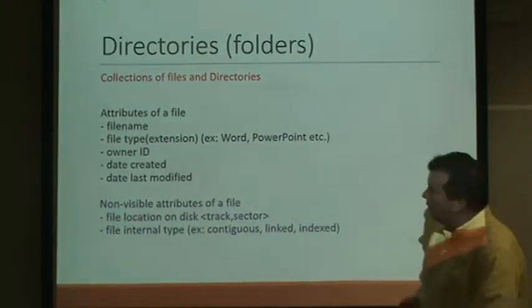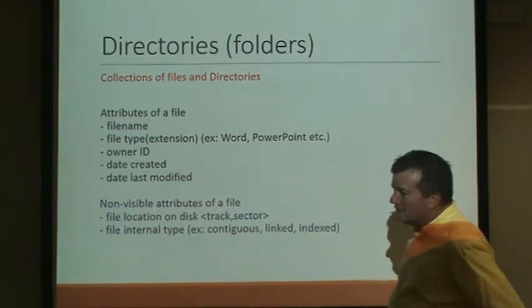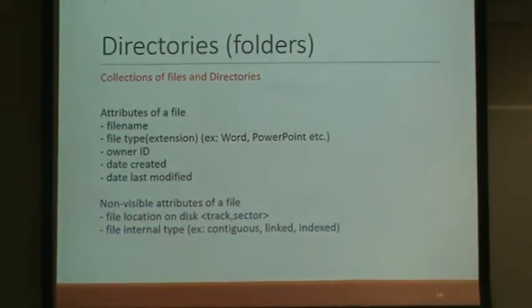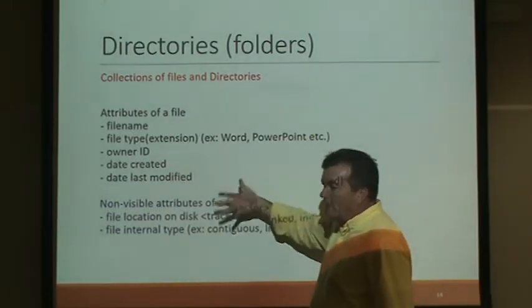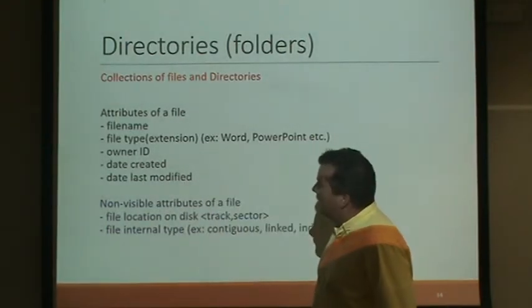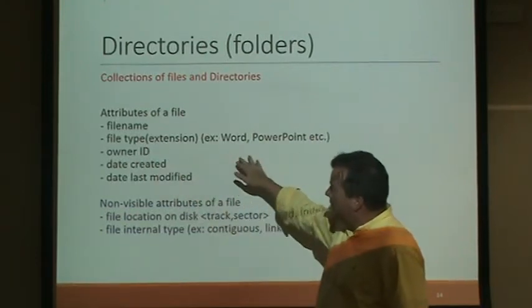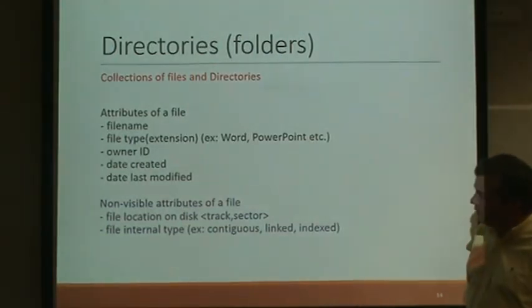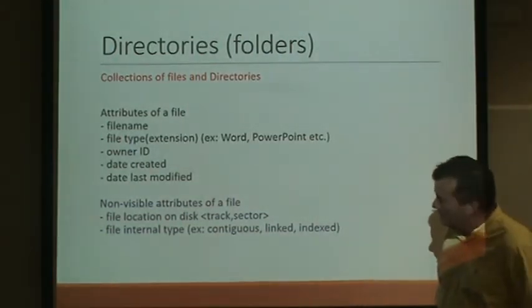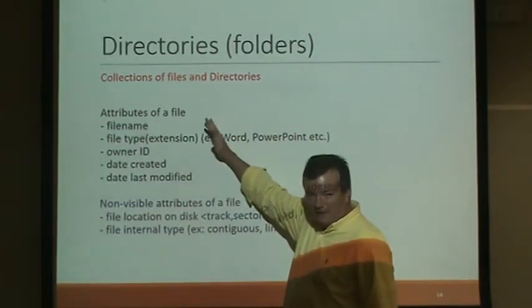Okay, so a folder, or a directory. Windows calls them folders, Linux and Unix-based systems call them directories. Same idea. It's a collection of files and other folders. And the files will have a file name, file type, maybe the extension that says it's a Word document or a PowerPoint document, who the owner is, when it was created, when it was last modified. Anything else that you commonly see in your directory?